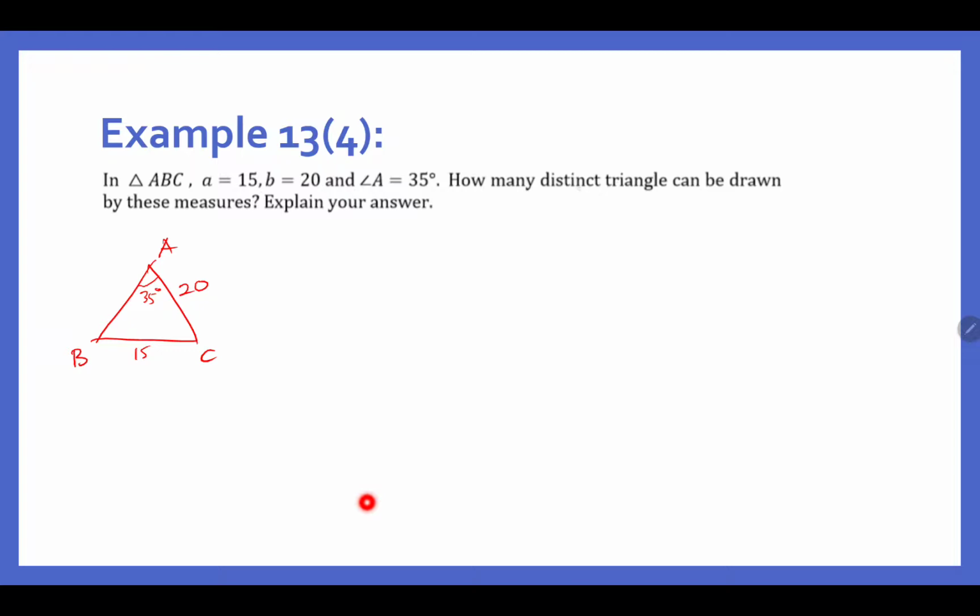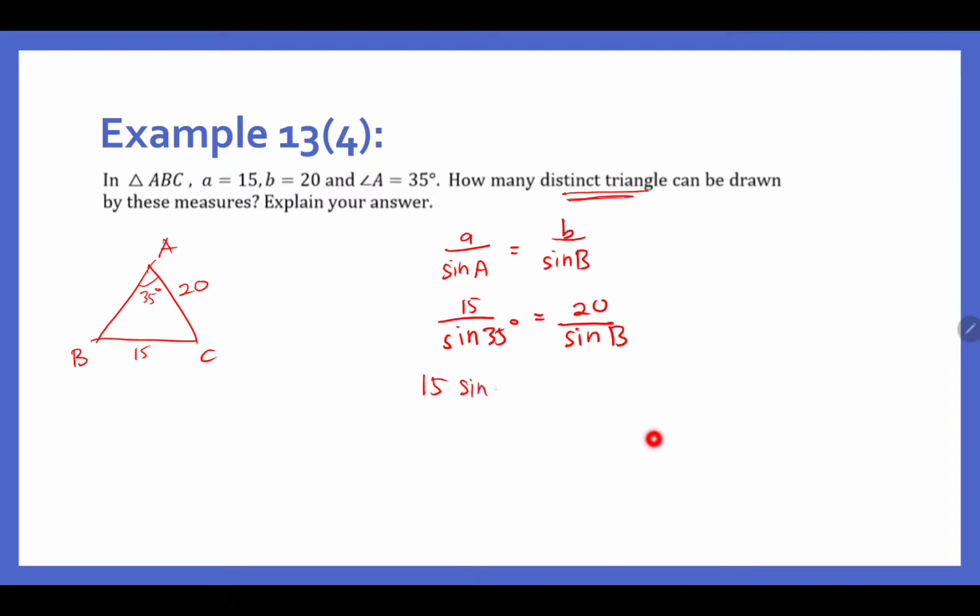Okay, kenapa dia tanya berapa triangle yang kita boleh lukis? Sebab, okay, kalau guna law of sine, kalau kita buat macam ni, a over sine A equals b over sine B. So, we'll get like this, 15 over sine 35 equals 20 over sine B. Okay. So, kita darab silang, 15 sin B equals 20 sin 35. Sin B equals 20 sin 35 over 15.